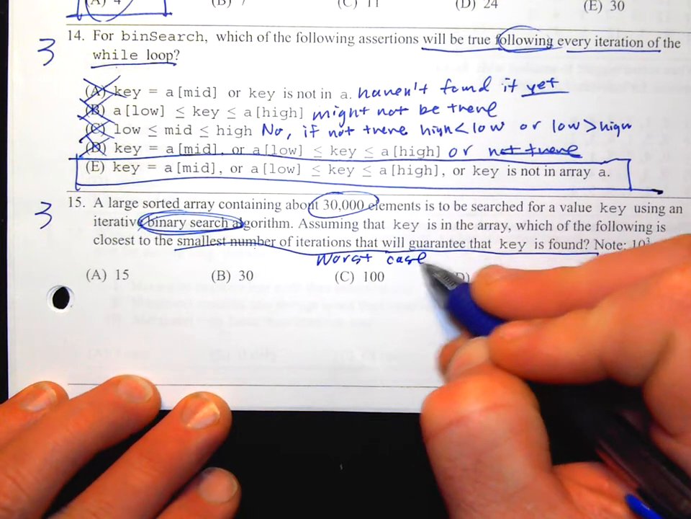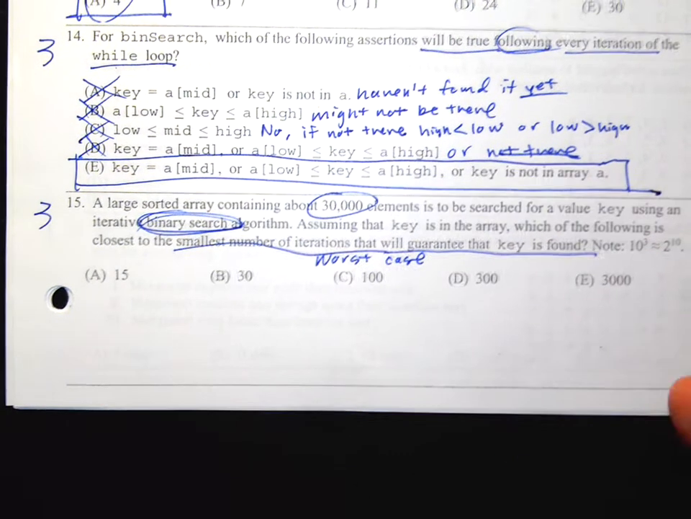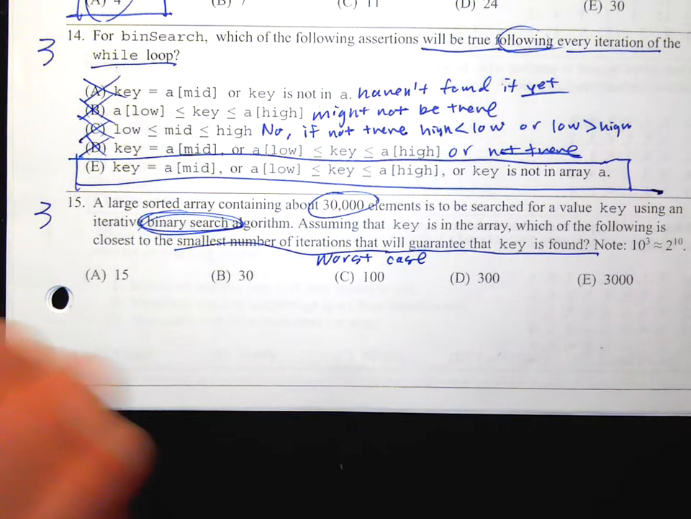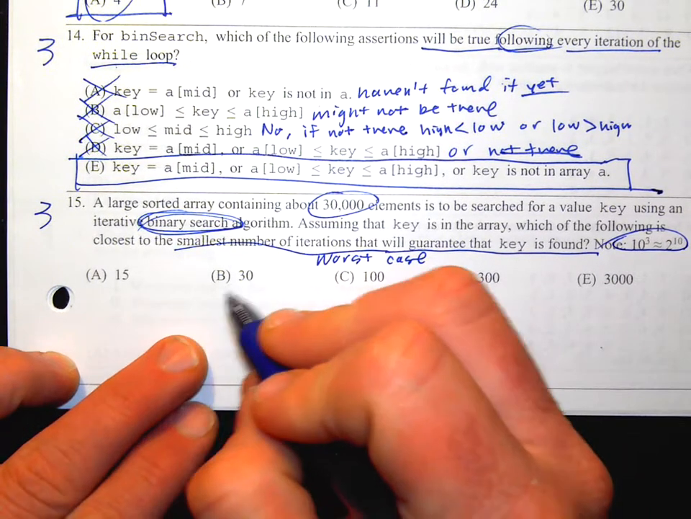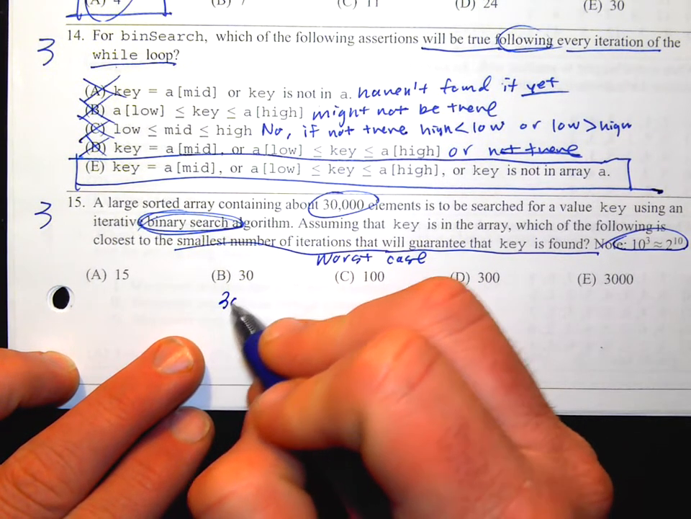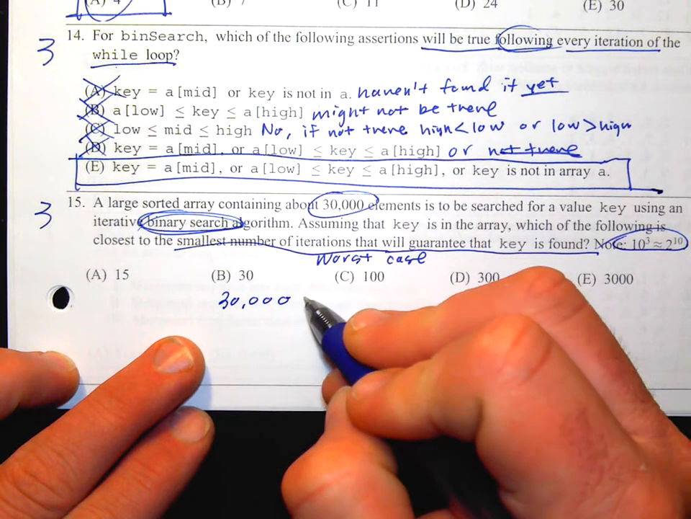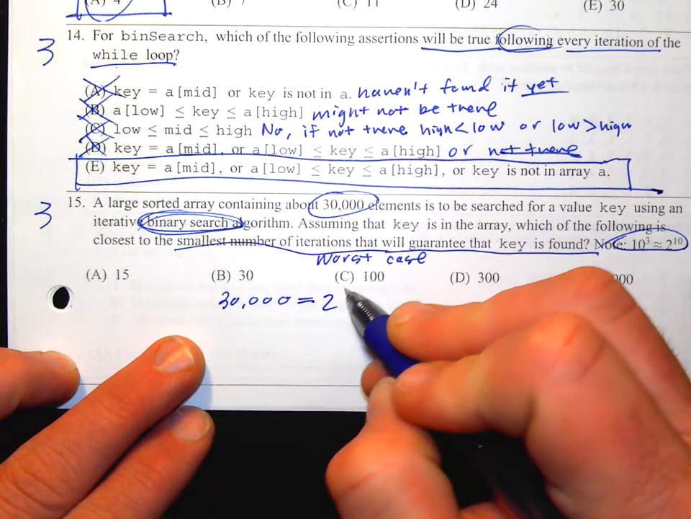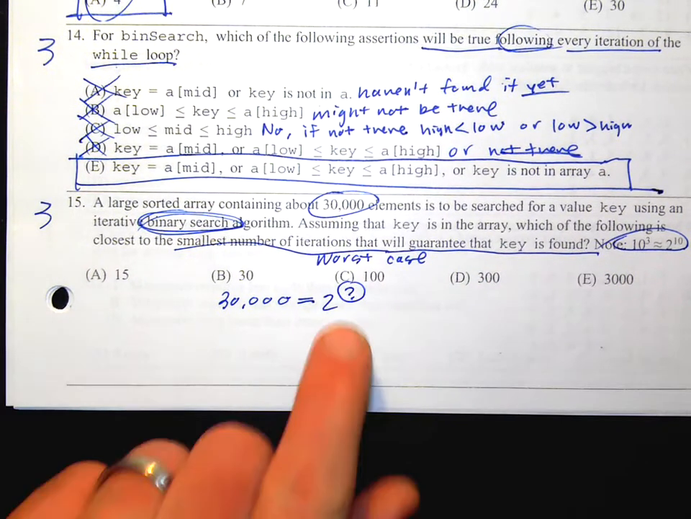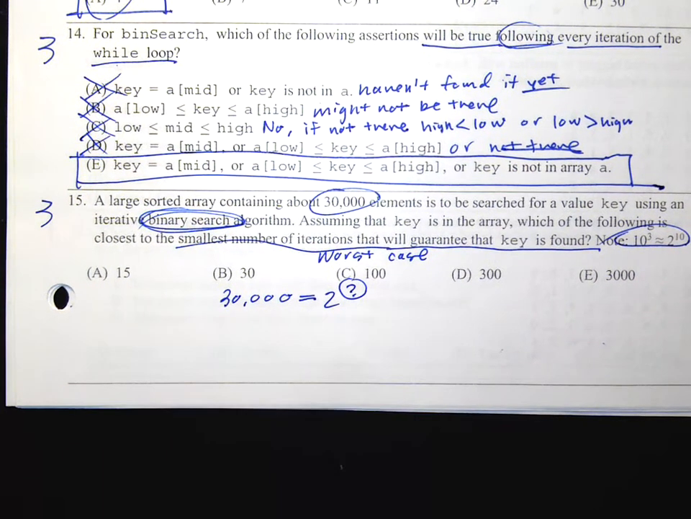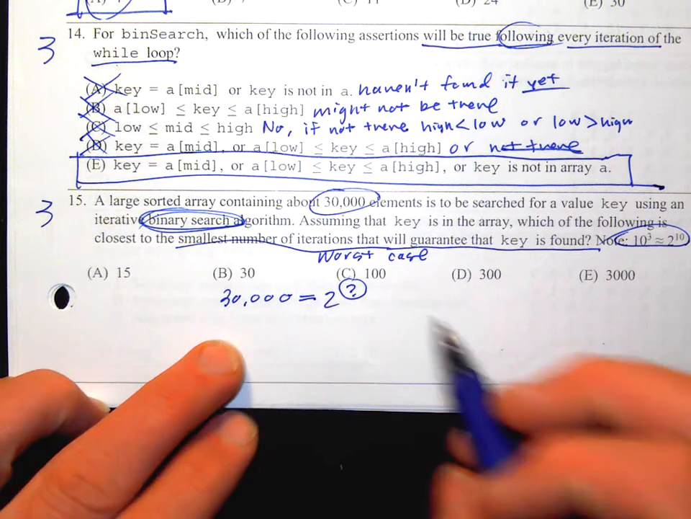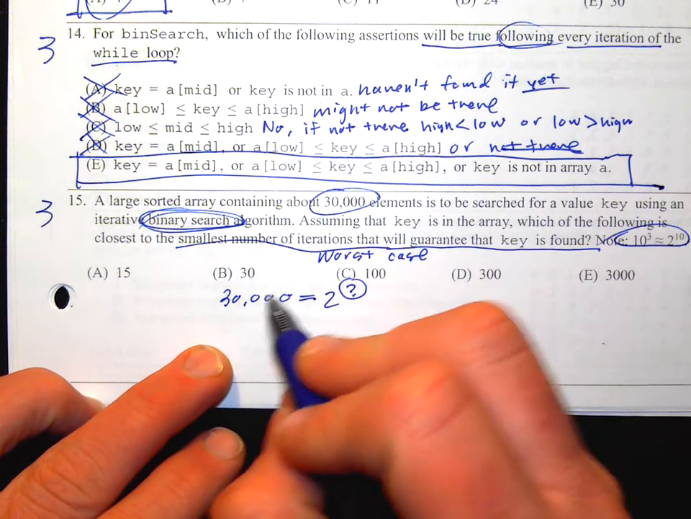Now, remember, binary cuts in half, cuts in half, cuts in half. So they have this little trick, and they're kind of trying to help you out here, that if you can figure out what 30,000 is equal to 2 to what power, that power will give you the maximum number of iterations to find it, worst case, if it totally doesn't find it until the very end. Now, you could say, okay, well, they're kind of helping you out right here.